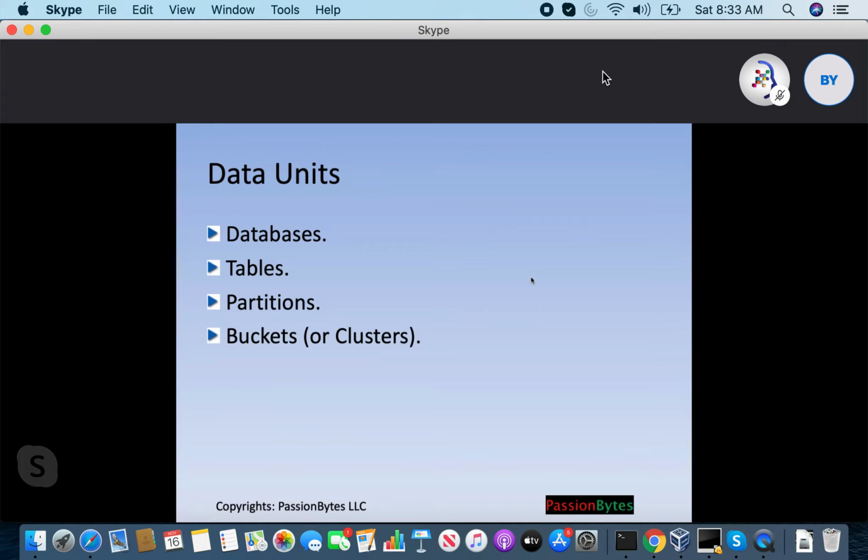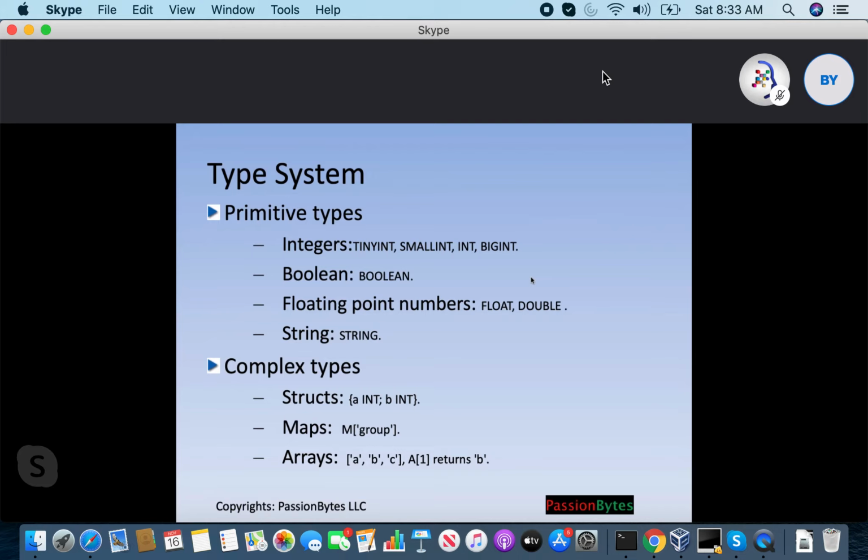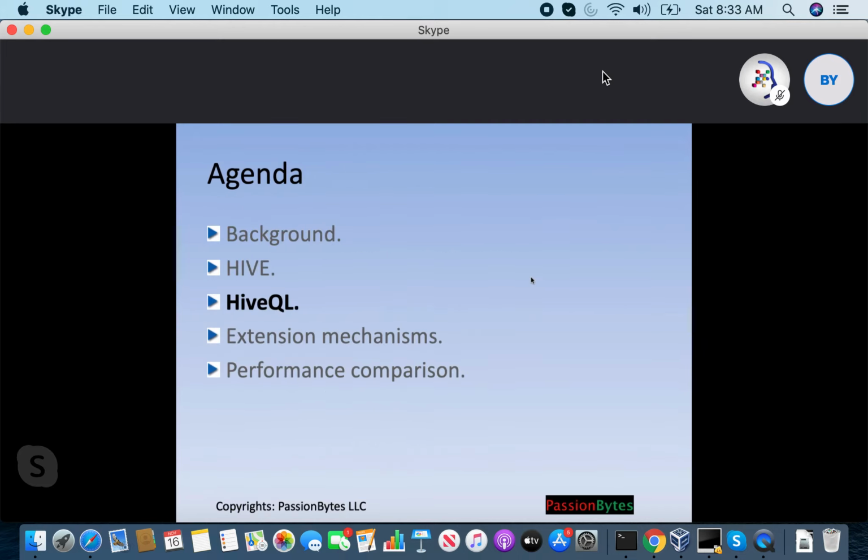You have got databases, tables, partitions, buckets. Don't worry too much now, we'll see all these things. You've got all the data types anyway. We are going to practice it. And the query that is going to be used is HiveQL. Don't say SQL, okay? Is it ANSI SQL compatible, if somebody is asking you?